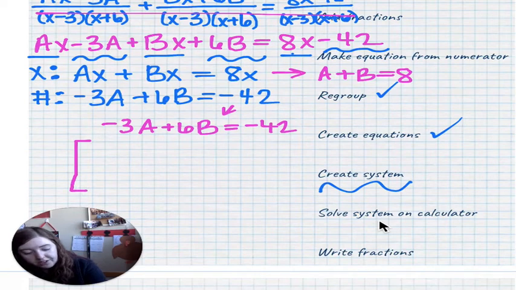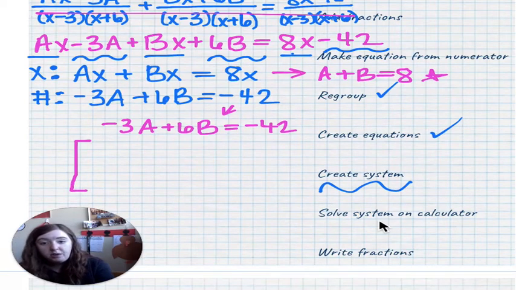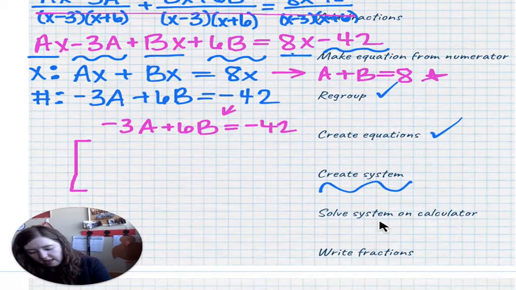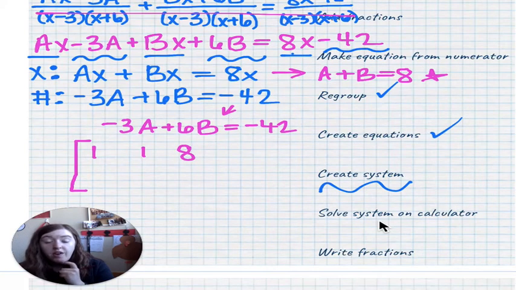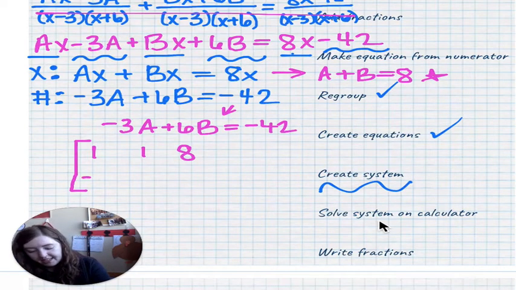Now we're going to make an augmented matrix out of them. So that first row, A plus B equals 8. Coefficient on A is 1. Coefficient on B is 1. And then my plain old number is 8. For negative 3A plus 6B equals negative 42, my coefficient on A is negative 3, my coefficient on B is 6, and my plain old number is negative 42.